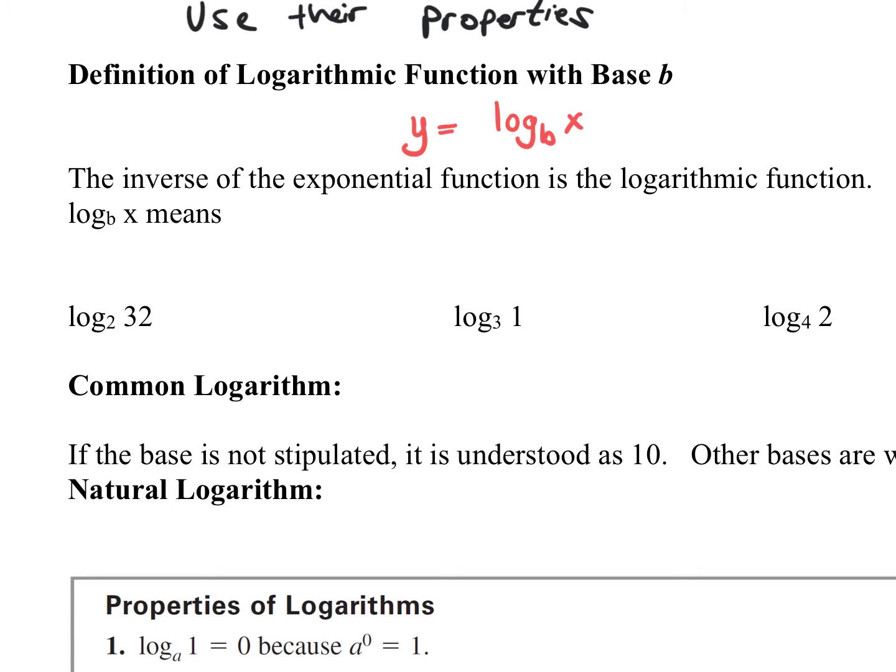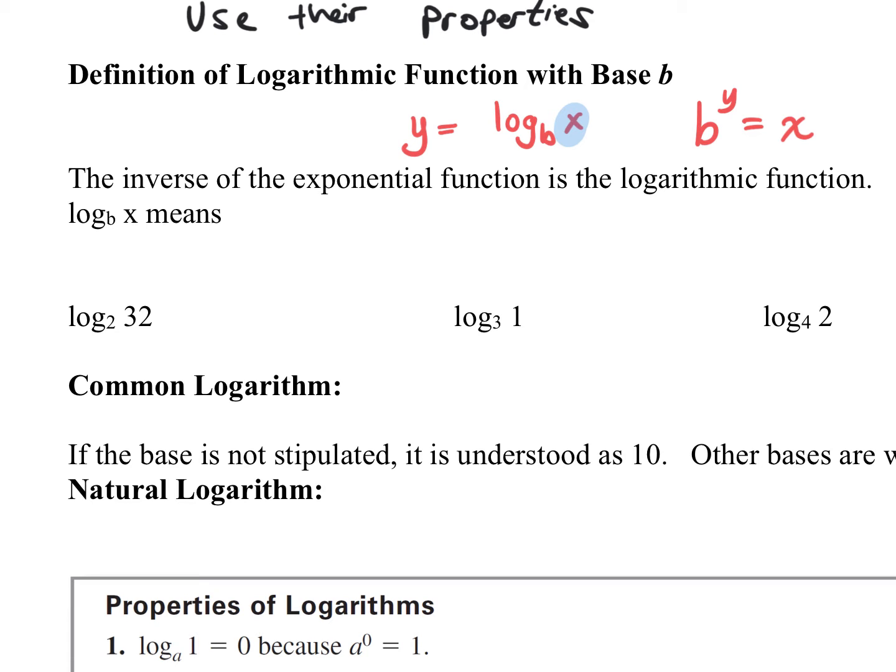What that means is that if we take as our input, our x value, this quantity x, really we're asking, when we take b as a base and raise it to some exponent, what exponent do I need? In this case, we can make that exponent y to get x as a result. In other words, the output of a logarithmic equation is an exponent.